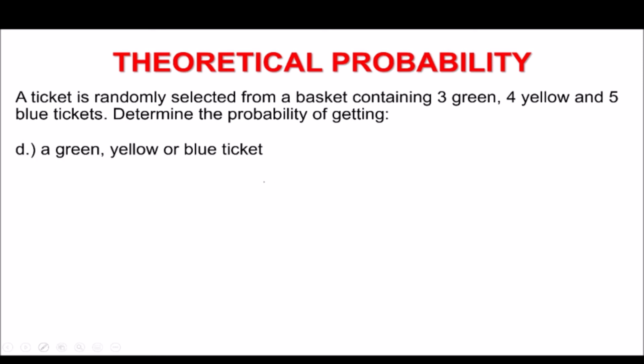Okay, next, selecting a green, yellow, or blue ticket. Green, yellow, or blue, that is already our sample space. So we are very certain that this will happen because all the 3 colors are possible. So what is the probability when we are sure that the event will happen? That is 1. So the probability of getting a green, yellow, or blue is 1.